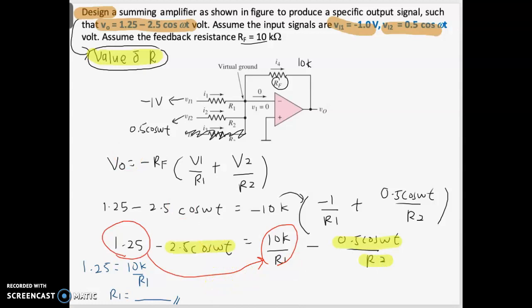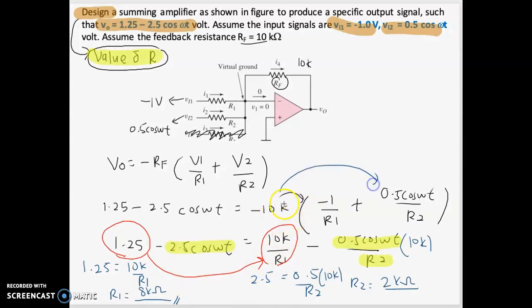Let's try to solve here. This becomes 2.5, and the cosine and cosine cancel, so it becomes 0.5 divided by R2, and then you can get your R2. Just now the RF is 10K, so take note that it is also multiplied by 10K, and then you get R2 as 2 kilo ohm and R1 as 8 kilo ohm. So the equation is solved.